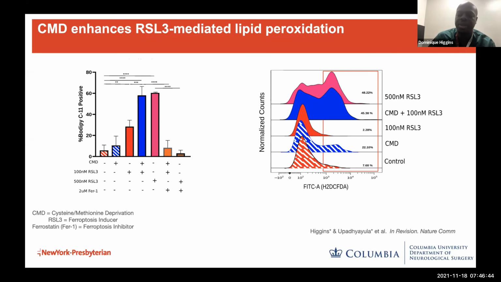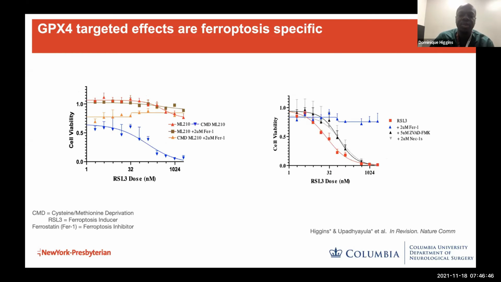Then we tested other GPX4 inhibitors to see if they have similar efficacy, ML210, and we saw similar results. And then we did rescue with ZVAD and necrostatin, which inhibit specifically apoptosis and necroptosis, to see if there are off-target effects. And those inhibitors were unable to rescue the cells from cell death by RSL3, but ferrostatin, the blue line, was.